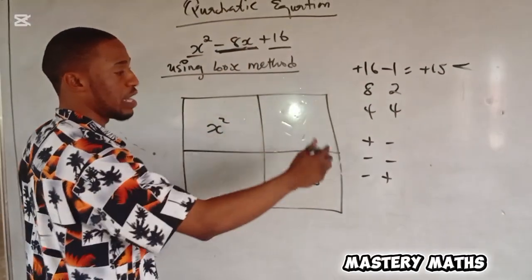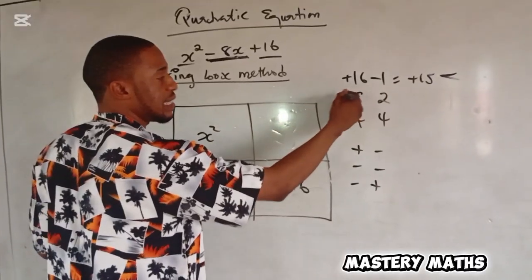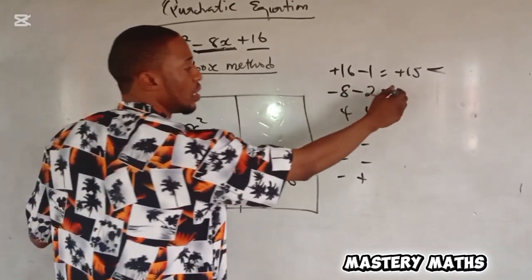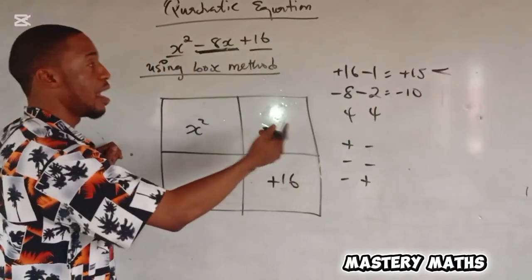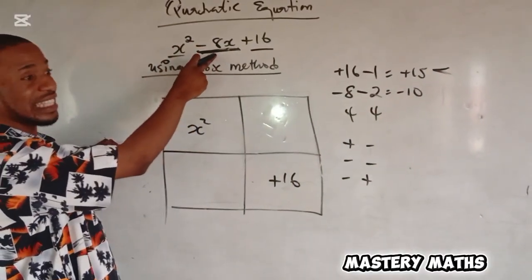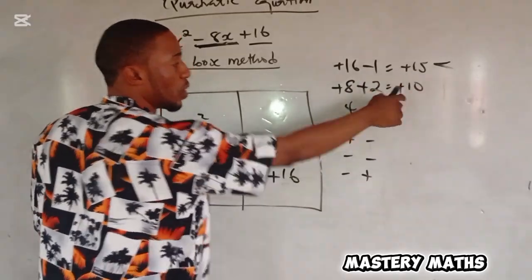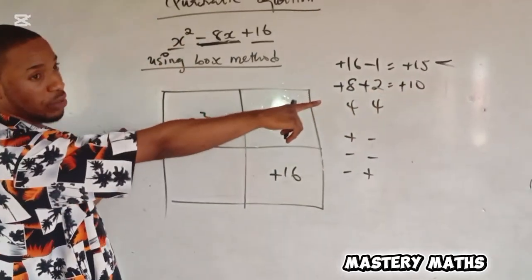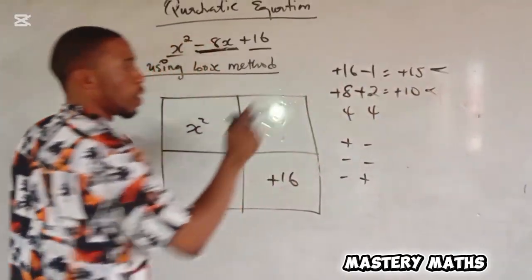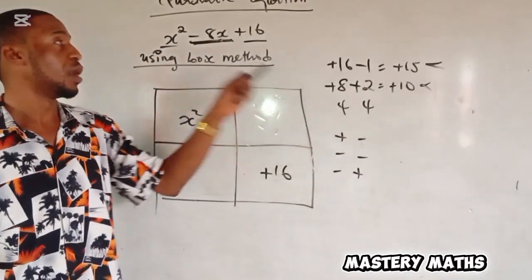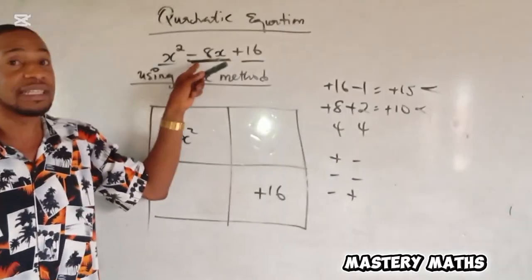Now, let's go to the second one. If I put my sign here, minus 8 minus 2 will give us minus 10. And we're looking for minus 8. Even if I put my plus sign, it will give us plus 10. It won't work out. So this will not give us what we are looking for. Now, let's try the third one.